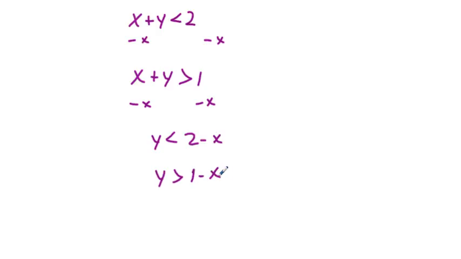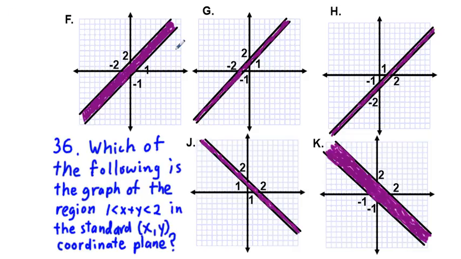And so what are we looking at? Well, we're looking at negative sloped lines here, aren't we? So we cross out F, G, H. Well, less than 2 is going to be, there it is, and that's choice J, and greater than 1, less than 2, greater than 1, J is our correct answer.